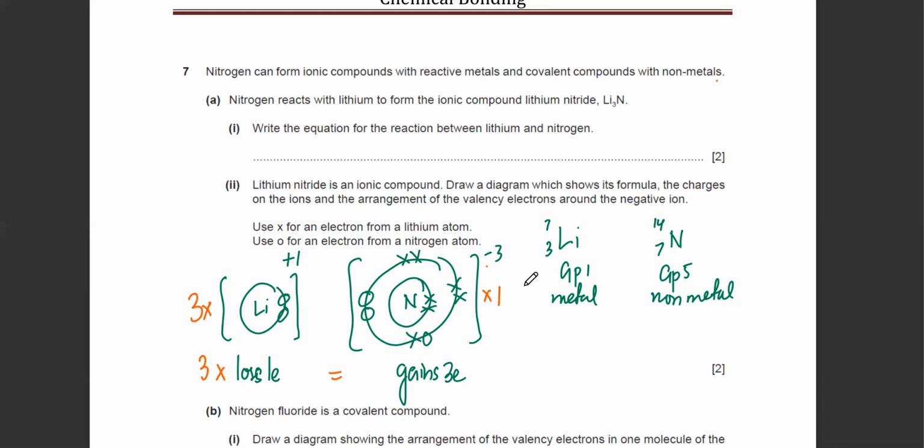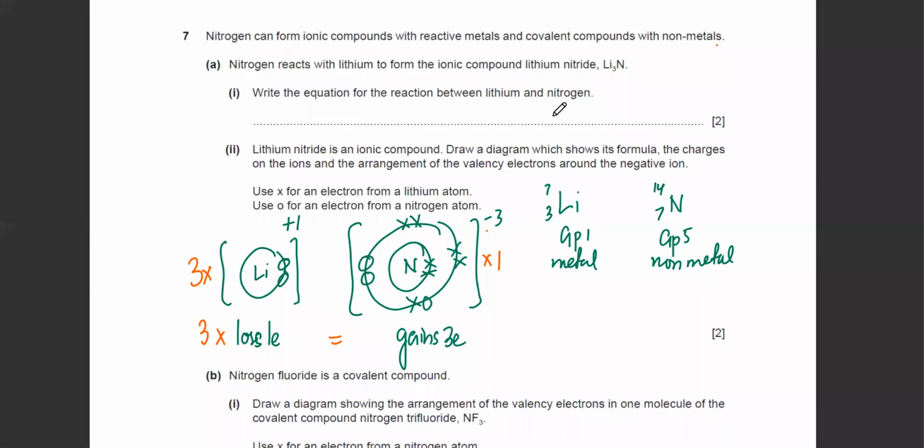Yes, sir. And remember to draw all the electrons, because a lot of people have this habit of just drawing the outer shell electrons, unless it's stated in the question to draw the outer shell electrons only. Make sure that you draw all the electrons. All electrons must be drawn, unless it's stated in the question. You should draw all electrons. Okay?